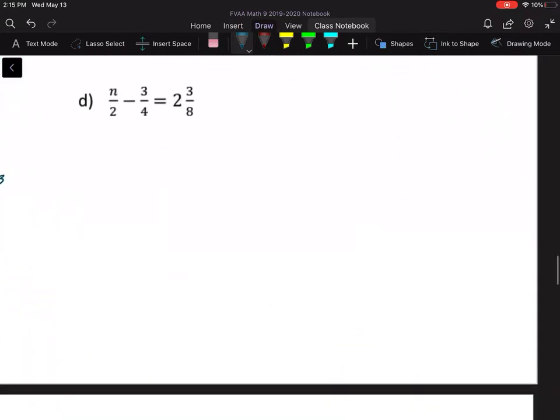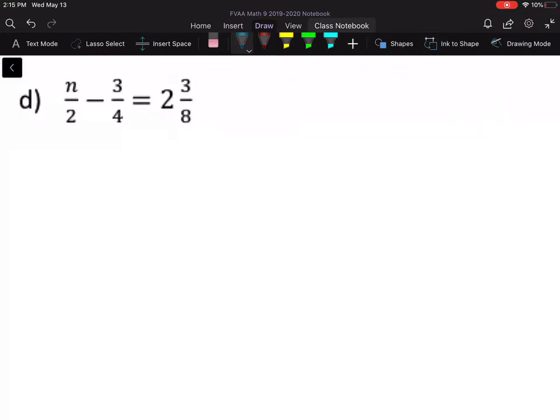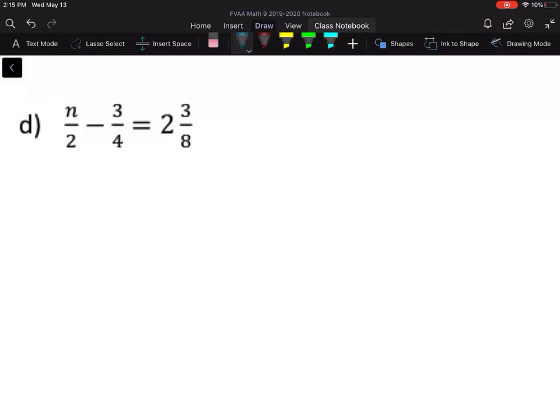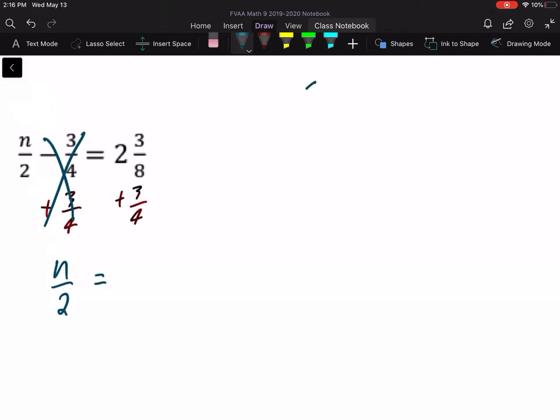Okay, and last question here. We'll get it started again. I'll have to turn that one into a mixed or improper fraction. Do that in a second. First, I'm going to add 3 over 4 to both sides of the equal sign. All right, that's going to cancel out the 3 over 4 because together they equal 0. So that's going to leave me with n over 2 is equal to, then I need to do some side work. Side work for my fractions.